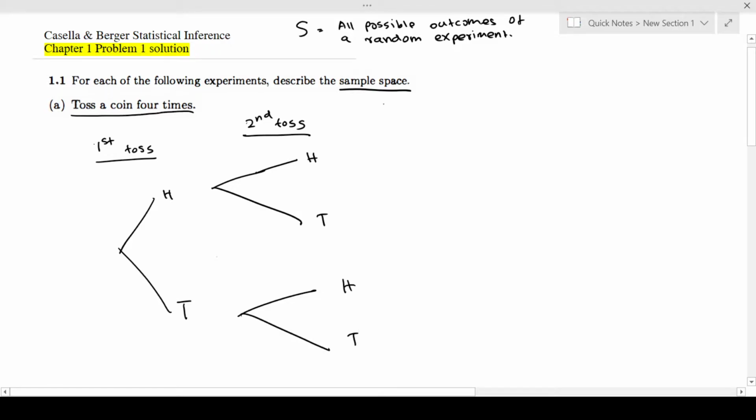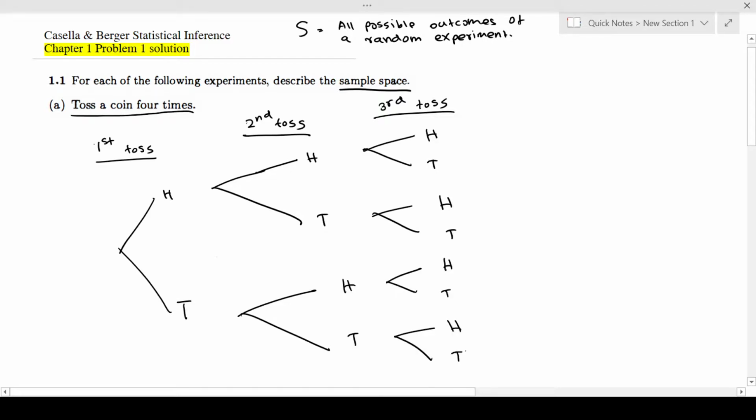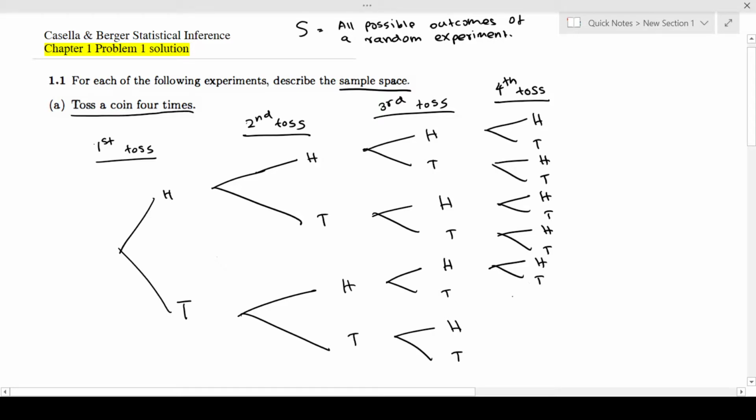Then we go to the third coin toss, and again the possibilities are head or tail for each branch. Then we do it one last time because you're tossing the same coin 4 times, and again each branch can be head or tail. So this is the whole random experiment.